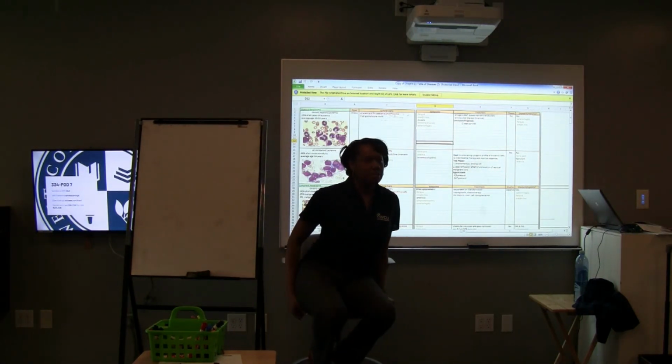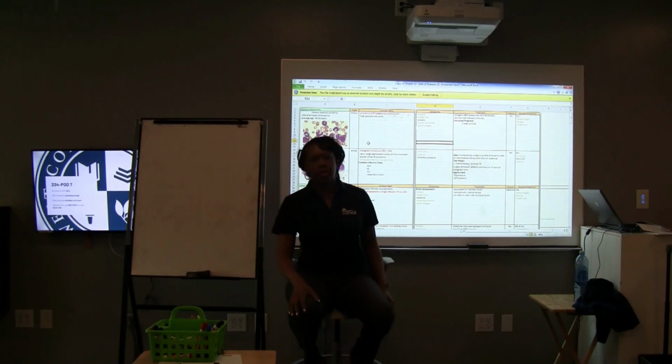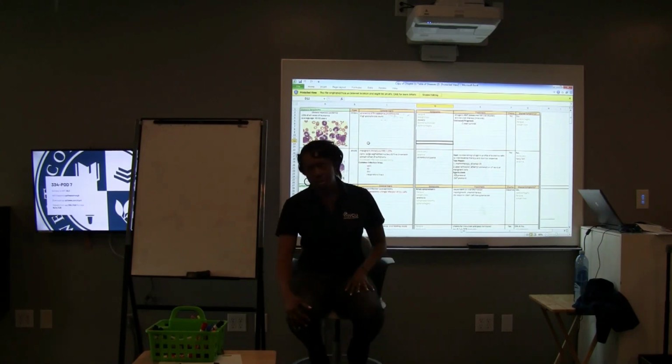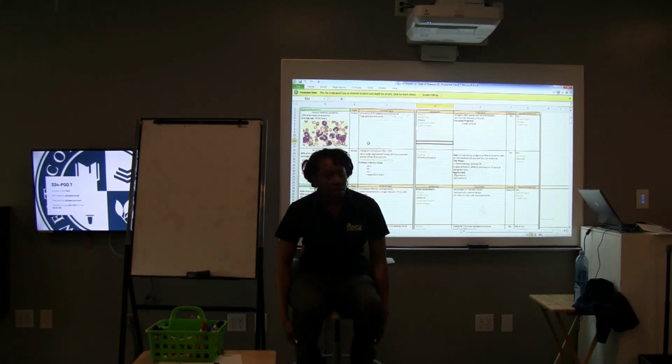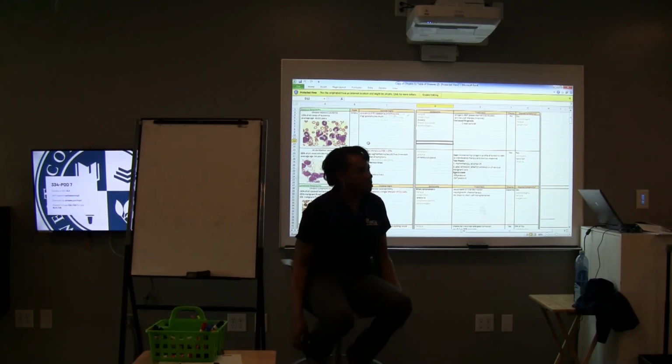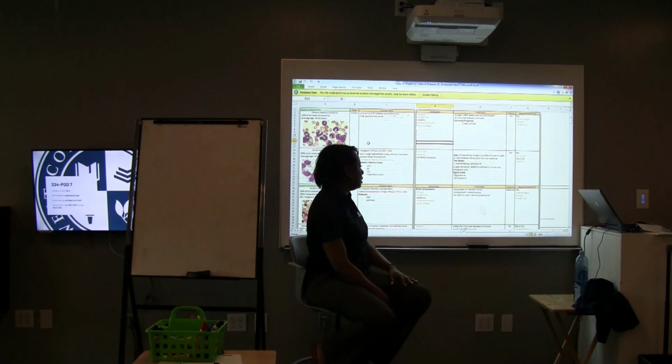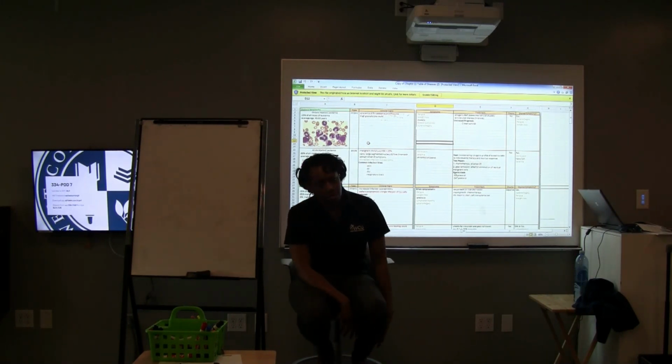So what's the hallmark for CML? What stands out here? The enlarged spleen is for hairy cell. But CML, chronic myeloid leukemia, what's the hallmark for this one? No, what's the hallmark? What stands out?